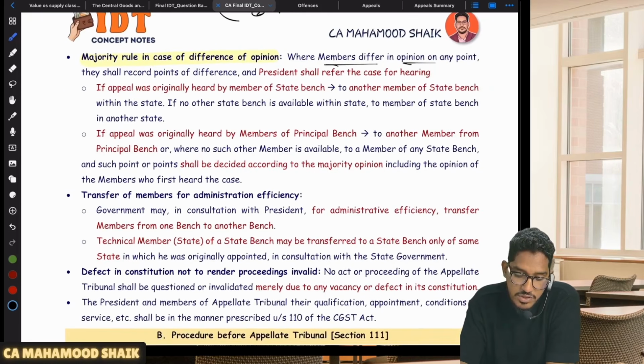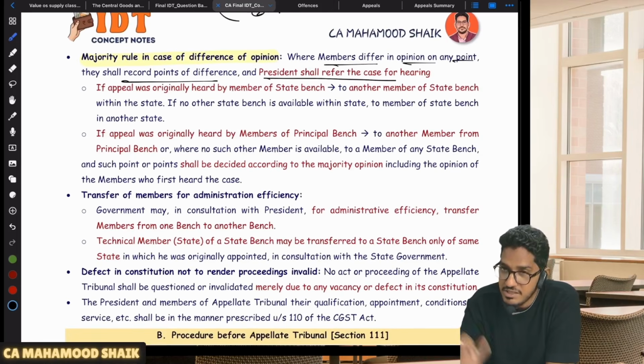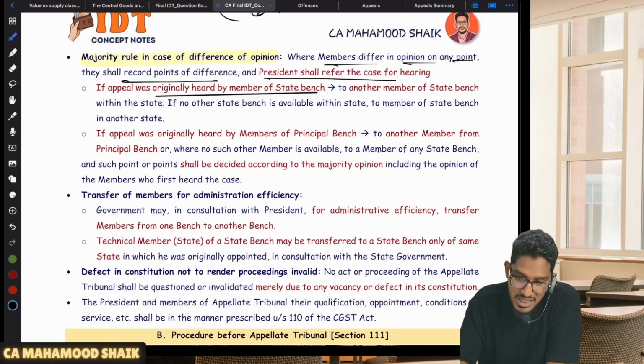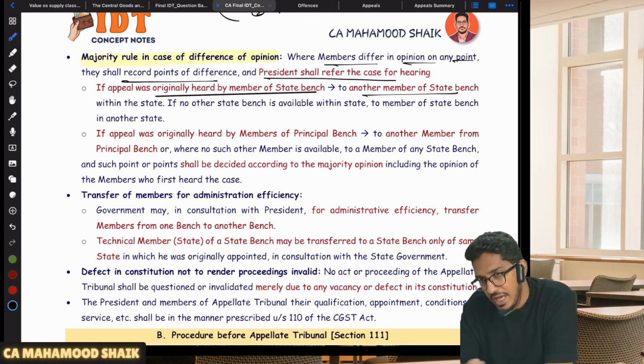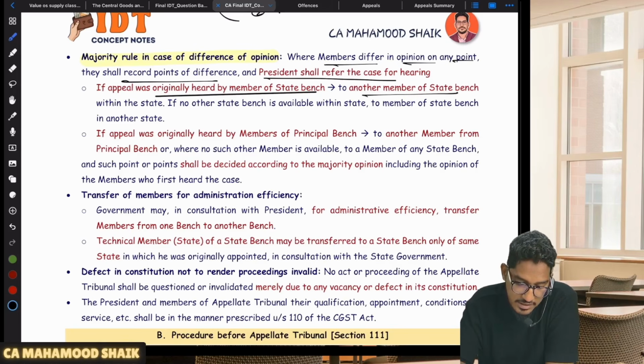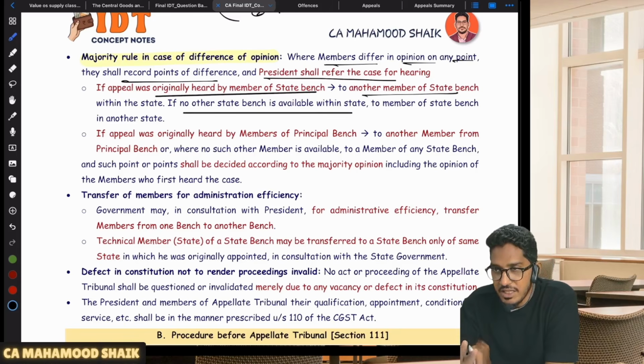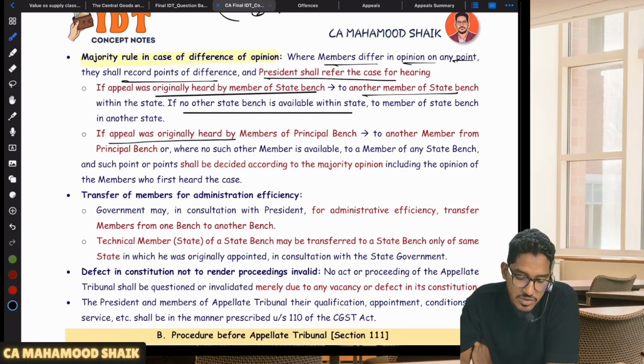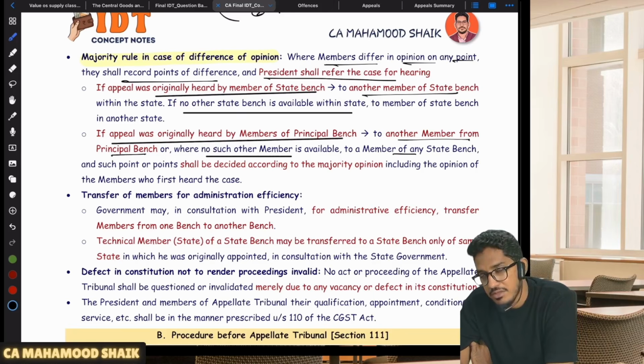Where members differ in opinion on any point, they shall state the points of difference, and the president shall refer the case for hearing. To whom will he refer? If the appeal was originally heard by a member of a state bench, to another member of the state bench. If no other state bench member is available within the state, then a member of another state bench can be deployed. If the appeal was originally heard by members of the principal bench, to another member from the principal bench, or if no such member is available, a member of any state bench. Whoever is available, they will refer the case for hearing.